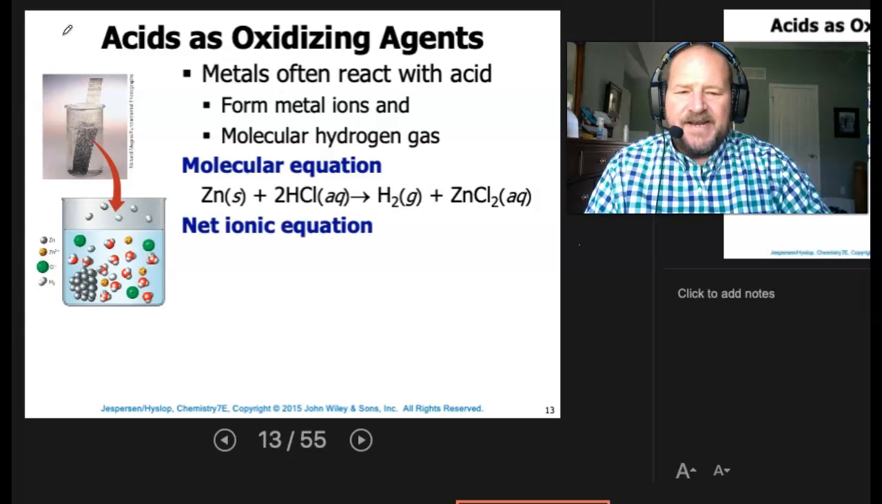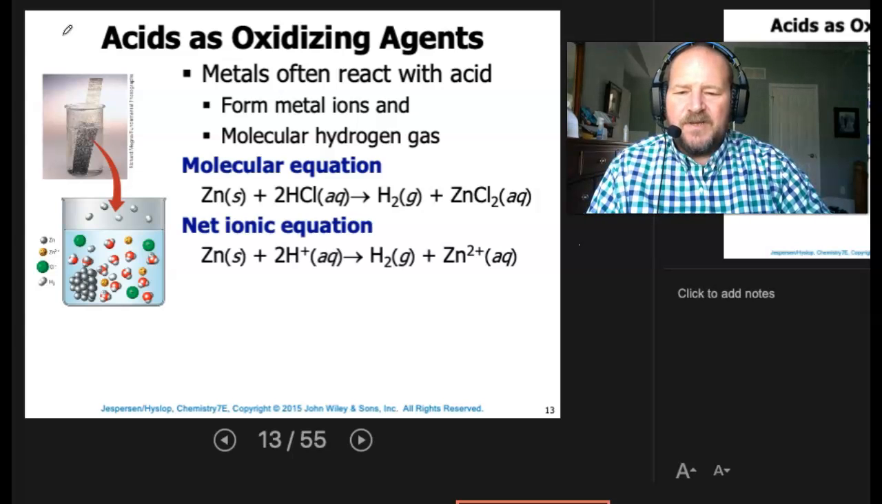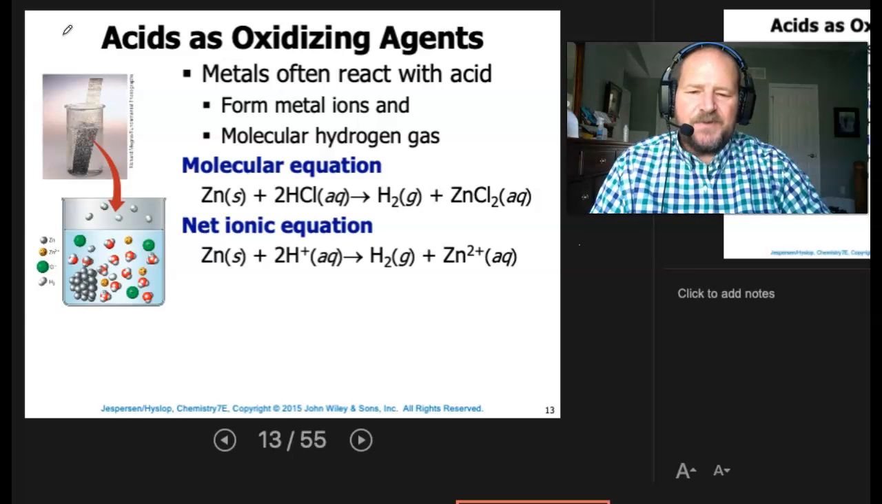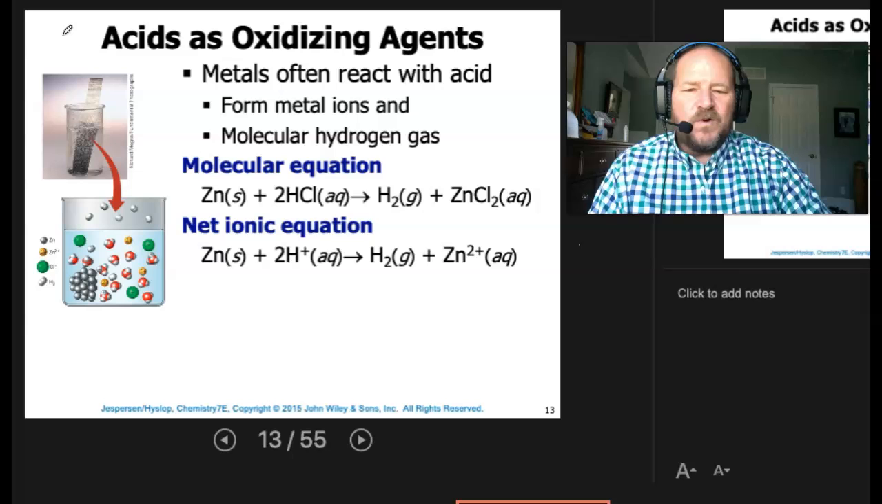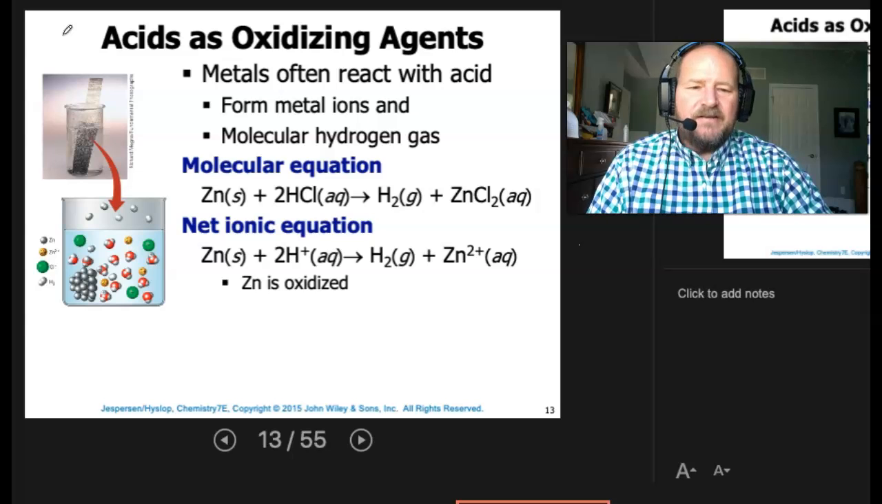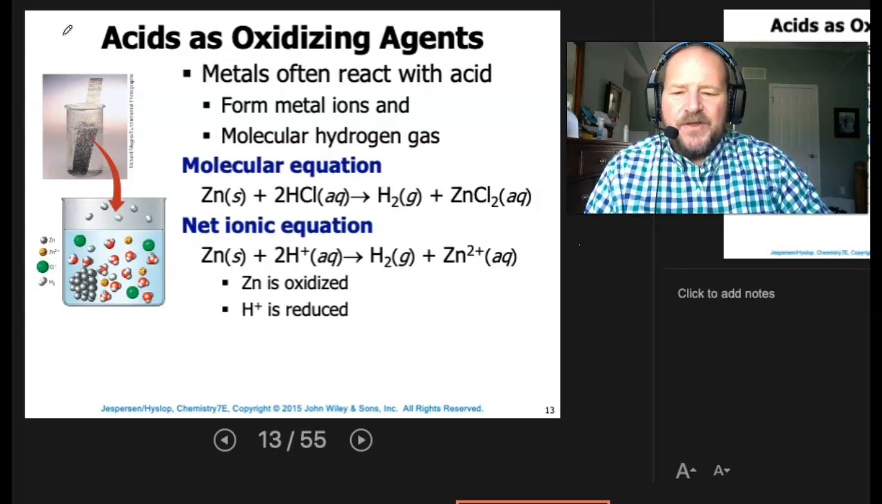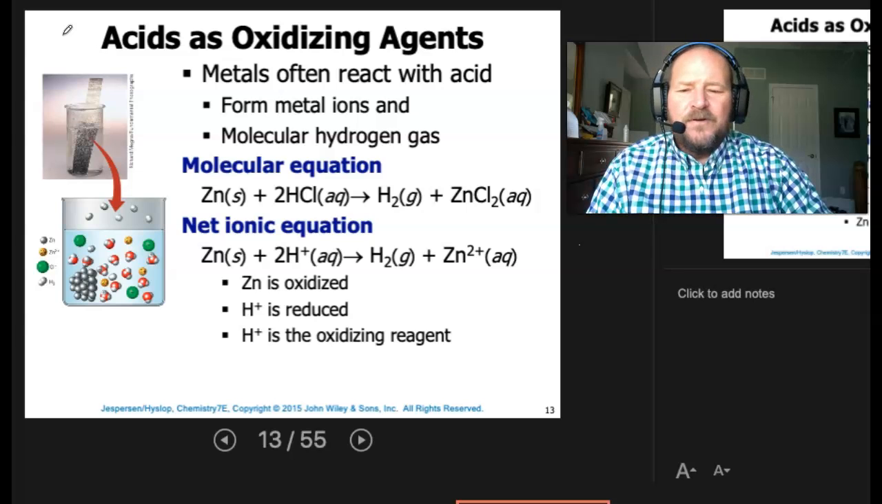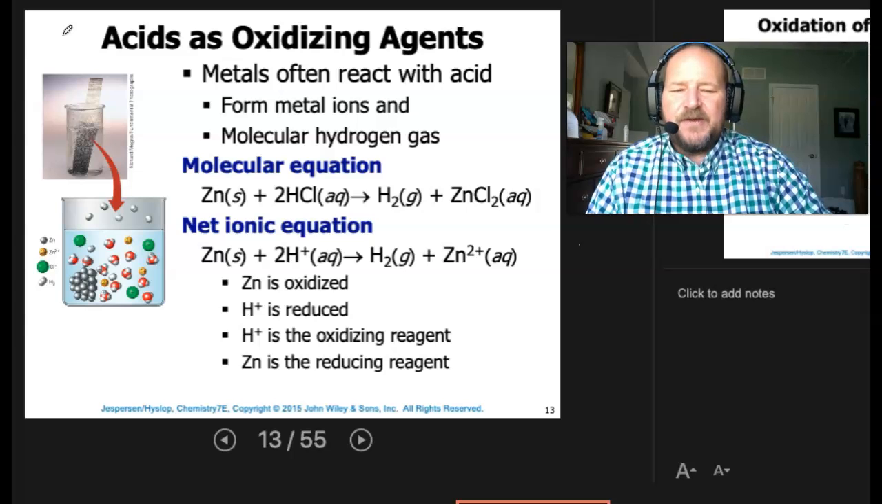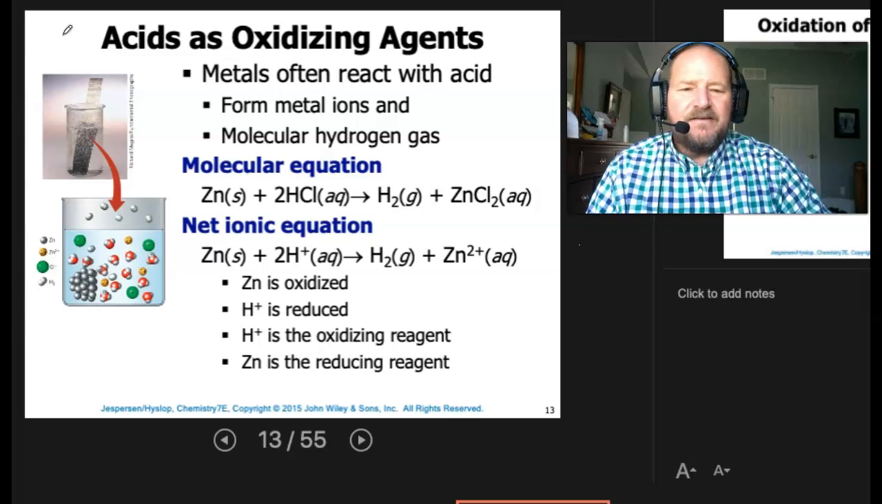Now, we've already learned how to write it as a net ionic equation, right? So we would have zinc solid plus H+ goes to H2 gas plus Zn2+, where we know the chlorine becomes a chloride and is a spectator ion. We can now say that the zinc has been oxidized because it went from 0 to +2. We know the hydrogen has been reduced because it went from +1 to 0. Okay? We know that the hydrogen would be the oxidizing agent, and the zinc would be the reducing agent. So that's all the different things we've looked at and all the different ways to look at it, even though we've been looking at the same thing.